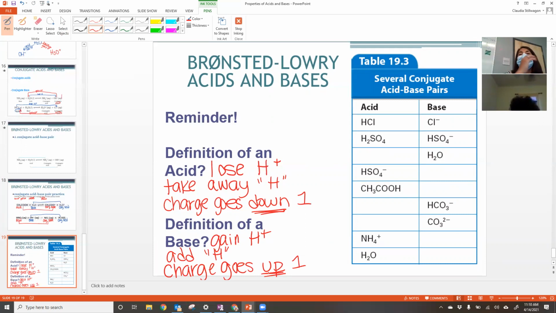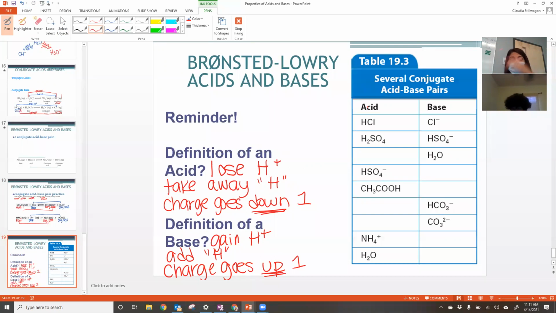So if I gave you the acid HCl, if you look in this table, HCl becomes the base, Cl minus. I took away an H, and I took away a charge. If I was going the other way in this table, Cl minus is my base. If I had a blank on the left going from base to acid, I would add a hydrogen. So what this table is asking you to do is fill in the other side. If I give you the base, I want to know the acid. If I give you the acid, I want to know the base.